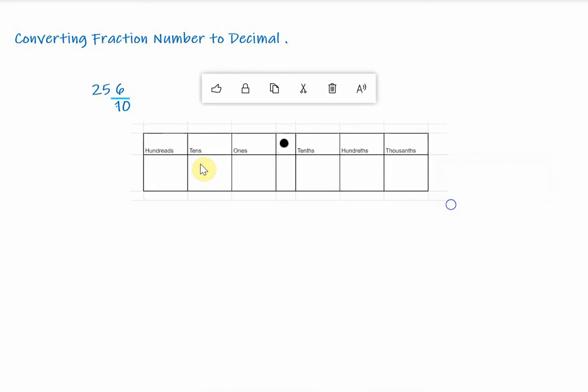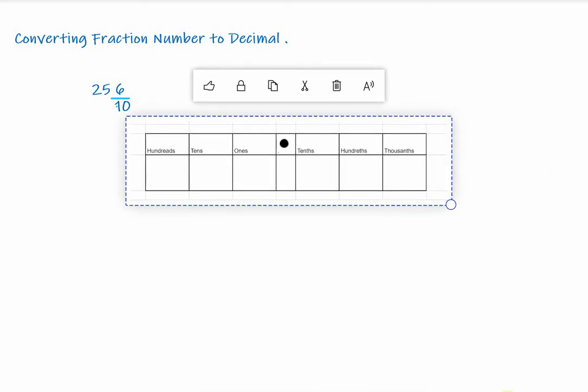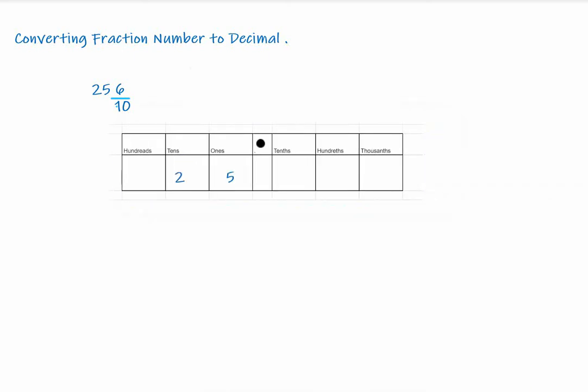So you have 2 in the 10th position and 5 in the 1st position. 6 over 10 is a fraction number. So as you can see, this number is 6 over 10. It's going to go to the position after the decimal point. Because it's 6 over 10, it's the tenths position. Your tenths position is the number right after the decimal point.